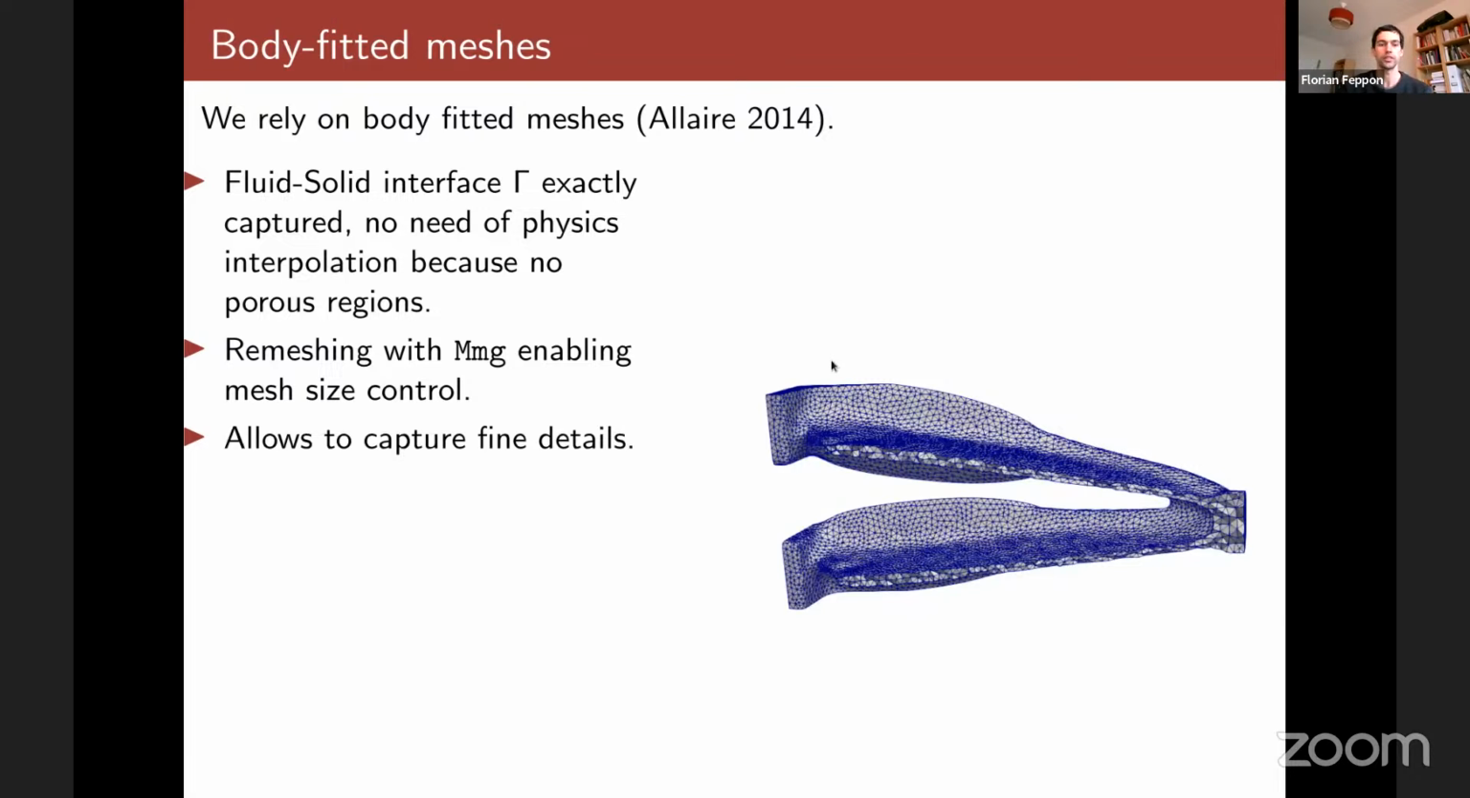One advantage of this body-fitted method is that it allows us to capture very fine details. This was one example of the classical cantilever structure that we optimized with this method, and this is a cut representation. You see that we can obtain a structure with plate-like structures for which the thickness of the plate is not bigger than two tetrahedrons. So by using this body-fitted method, we can capture fine structures with high accuracy.